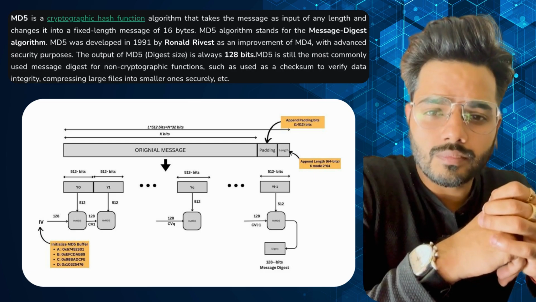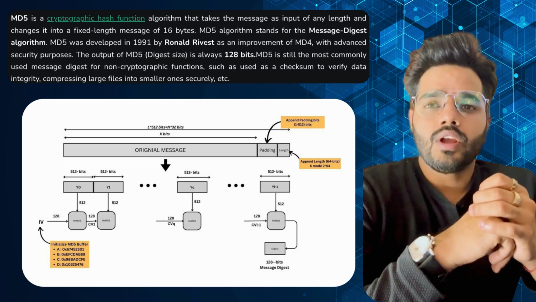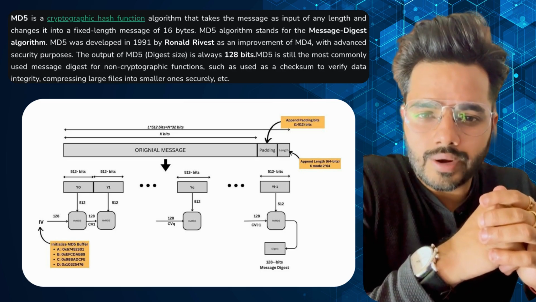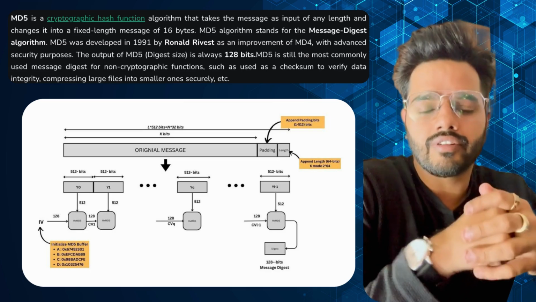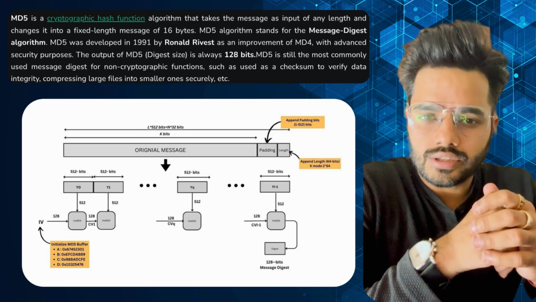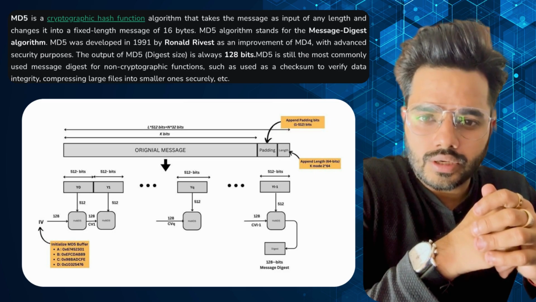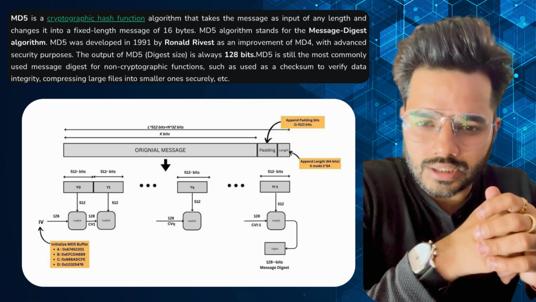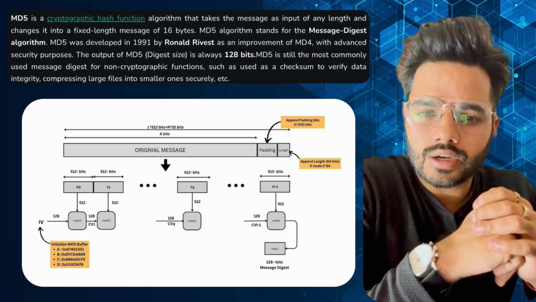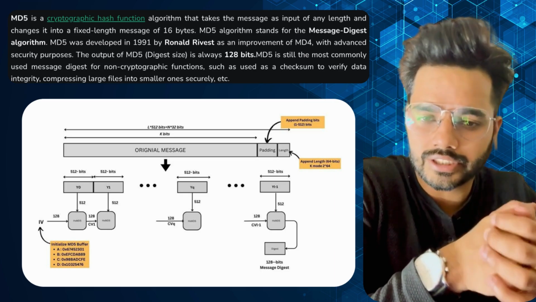Now, the main question is: if it is so weak, where should we use it? Obviously, for security purposes you shouldn't use it. The main use case for MD5 is checking the integrity of a file, to see if the file is corrupted or not. In that case, you can use the MD5 hashing algorithm. But if you're thinking of using it for security, then I don't think that's the best idea. So let's jump into the code and see how we implement this MD5 hashing algorithm.